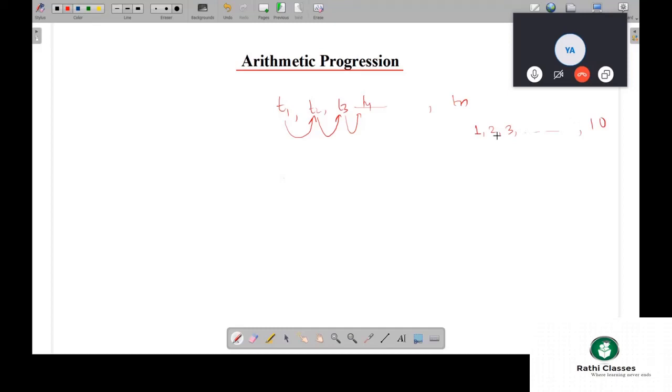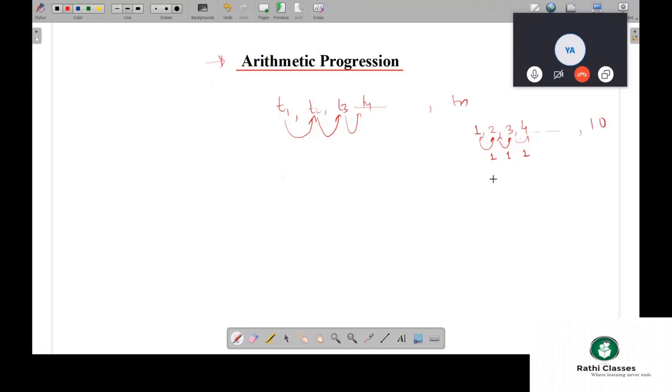So if you see the common difference between 1 and 2, it is 1. 2 and 3, 1. Similarly, if it would be 4, you will be saying the common difference is the same. So any sequence, if the common difference is the same, then we say the sequence is an arithmetic progression.